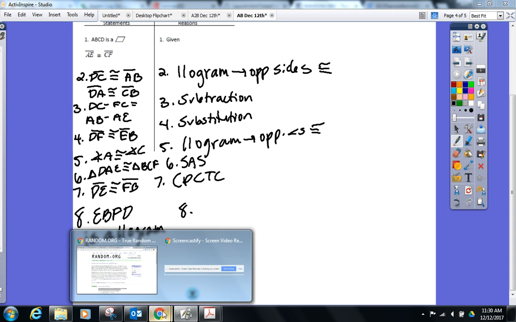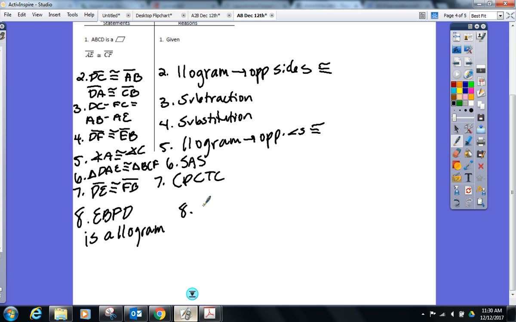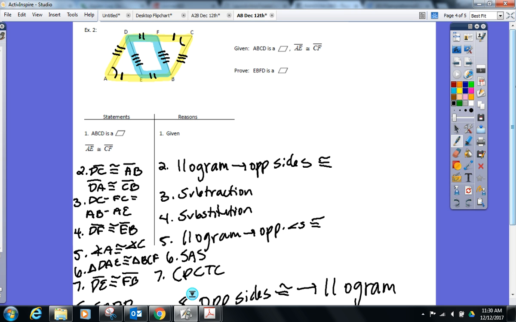Why is that? Why do we even bother checking? Why? 20, look at that. Opposite sides congruent implies a parallelogram. Great job, everybody. Great job. We're not done, though, with this one.